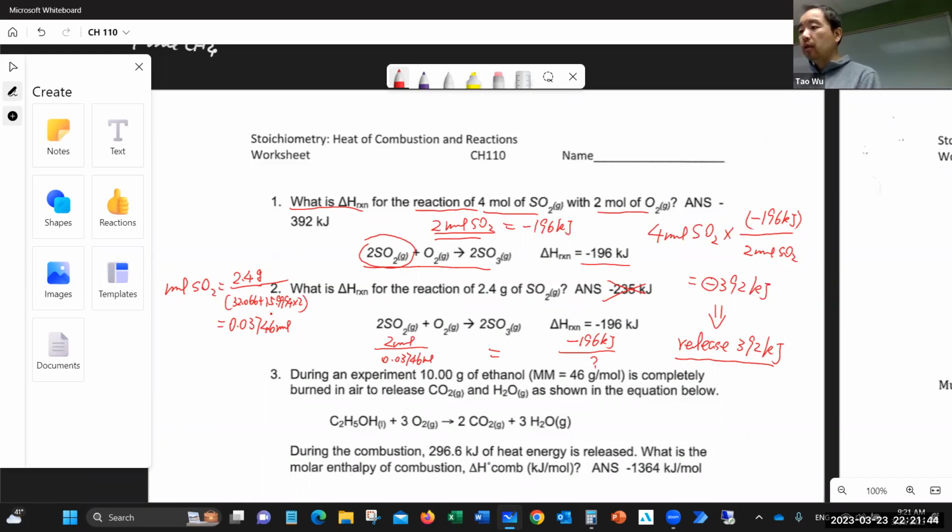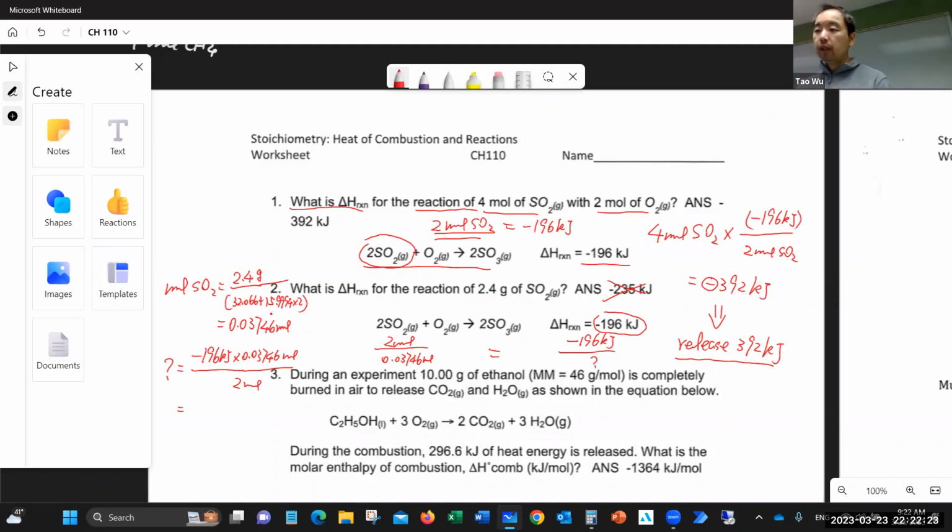And then you do the cross multiplication, which is the question mark should be equal to negative 196 kilojoule times 0.03746 mole, and you divide by 2 moles. Very, very important: this number doesn't mean 1 mole of this one generates this heat. You need to look at the equation to figure out how many moles of this generate the heat. Are you clear? This is a very, very important part to solve this kind of question.